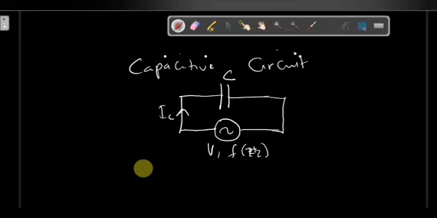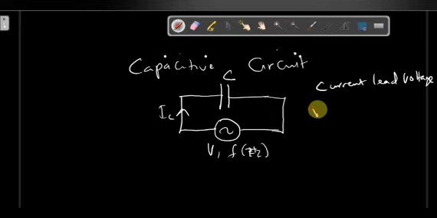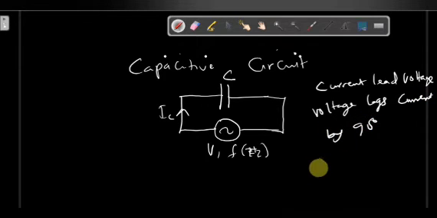Okay, now for a capacitive circuit, the current this time around leads the voltage. Current leads voltage, or you can say that voltage lags current by 90 degrees. So they are also 90 degrees out of phase.